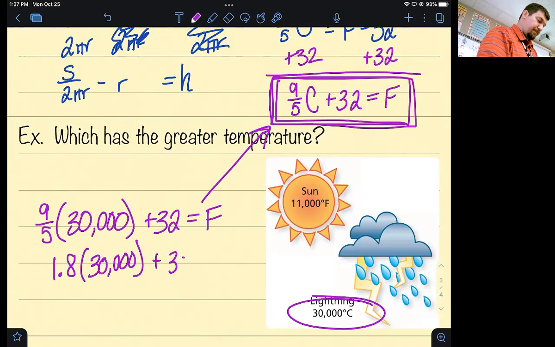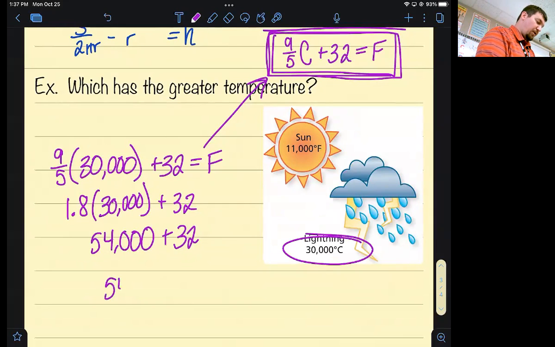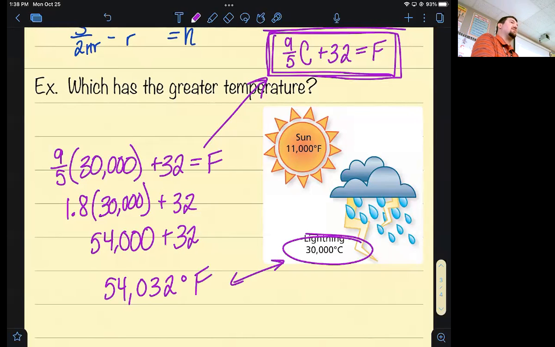Go ahead, Brady. 54,000. I can already tell you what's hotter. Because if you add 32 to that, that's going to give me 54,032 degrees Fahrenheit. So a lightning bolt at 30,000 degrees Celsius is actually equivalent to 54,032 degrees Fahrenheit. Compared to the sun, about 5 times as hot.